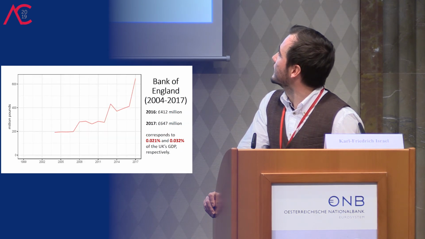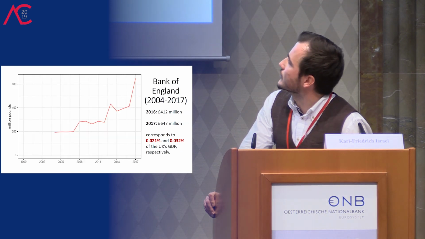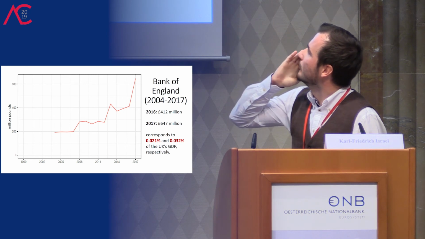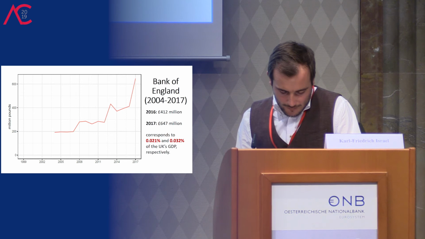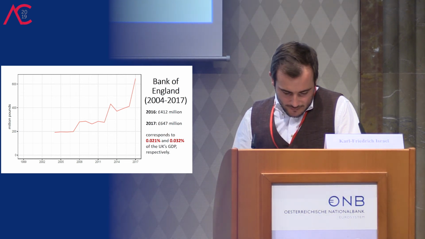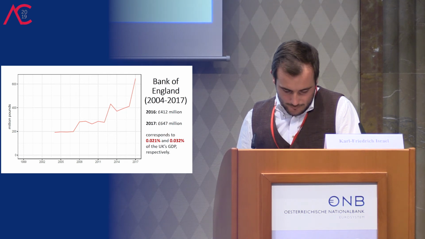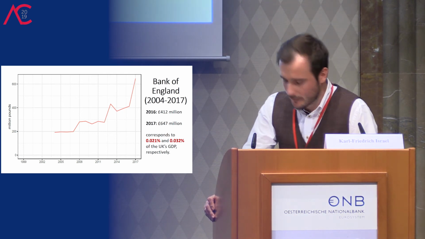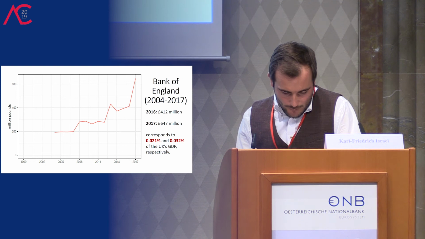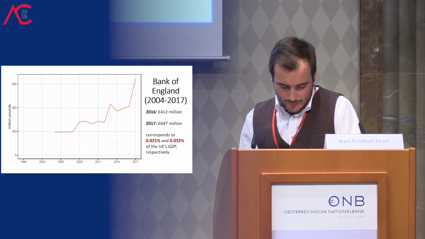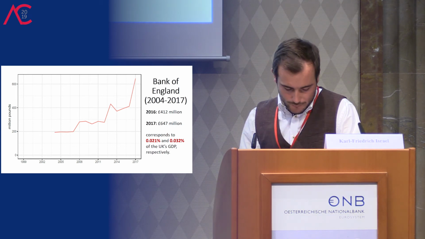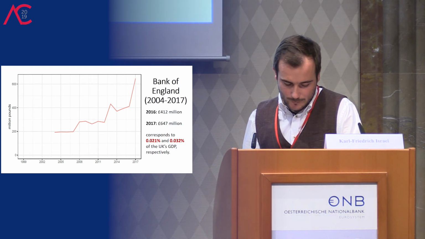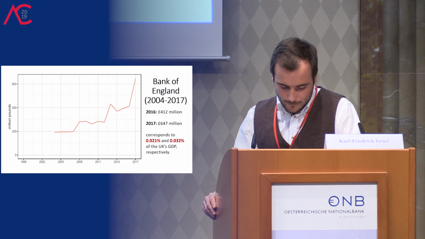If we look at the Bank of England, they are a bit more cost efficient, although the trend is also increasing. In 2016 and 2017, the overall expenses of the Bank of England were 412 million pounds and 647 million pounds respectively, which corresponds to 0.02% of the GDP of the United Kingdom.